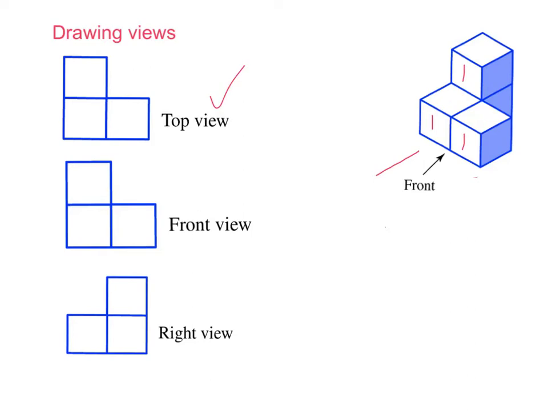So, if we're looking front on, we should see 2 high and 1 across in that direction, guys. In that direction, if we're looking this way, we can see 1, 2, and 1 to the right-hand side.